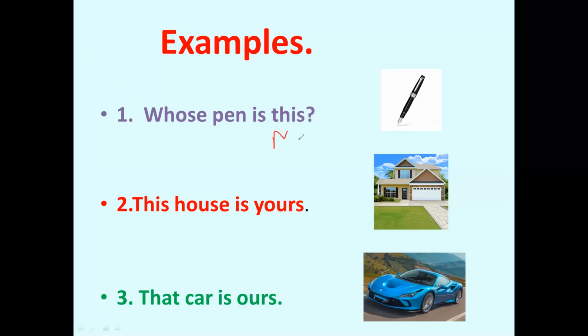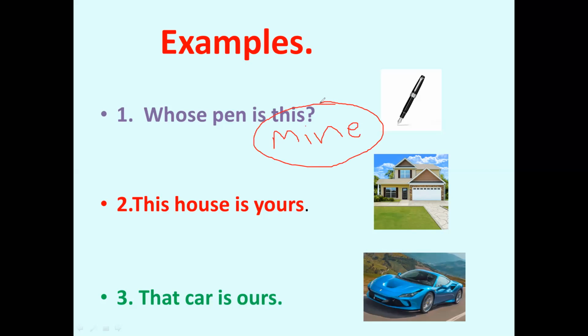So mine indicates possession. Whose pen is this? It is mine. So when you say it is mine, it belongs to me. The pen belongs to me. Second example, this house is yours. What is the possessive pronoun here? Yours is a possessive pronoun. So it is your house.